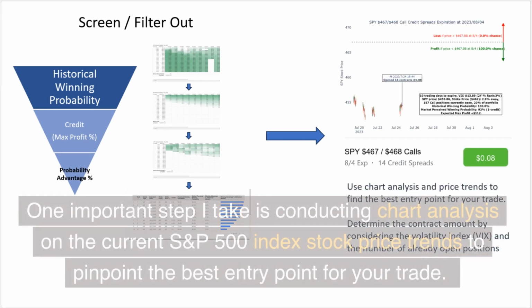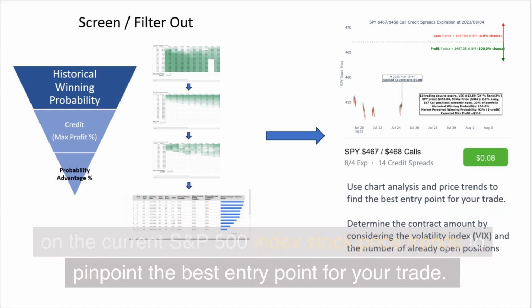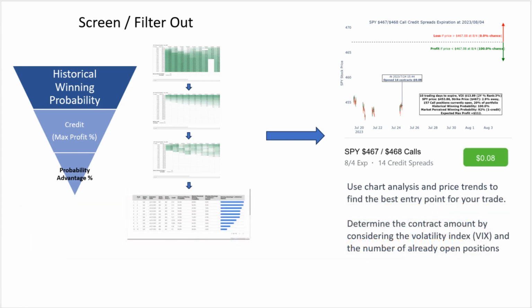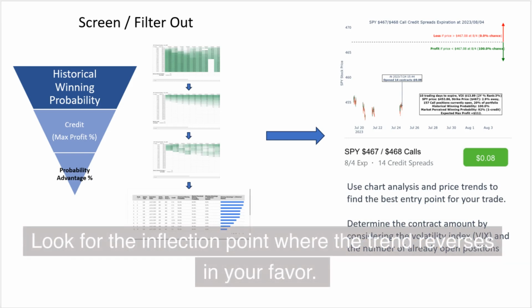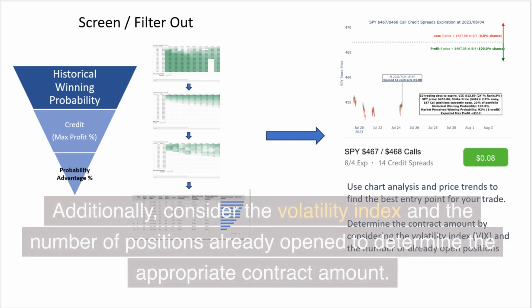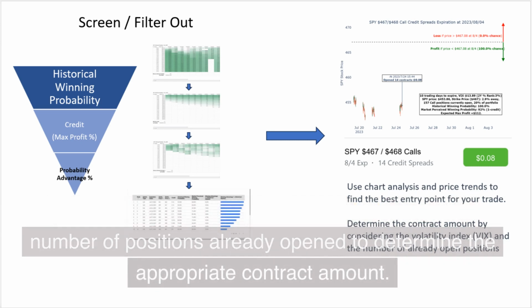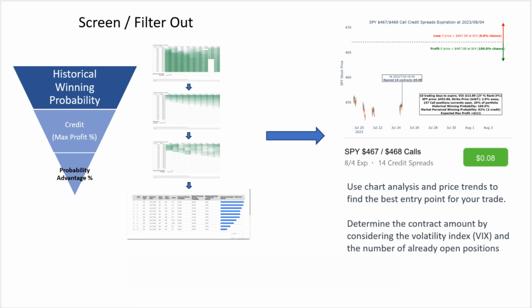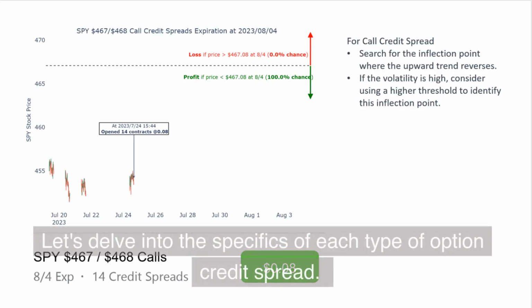One important step I take is conducting chart analysis on the current S&P 500 index stock price trends to pinpoint the best entry point for your trade. Look for the inflection point where the trend reverses in your favor. Additionally, consider the volatility index and the number of positions already open to determine the appropriate contract amount. Let's delve into the specifics of each type of option credit spread.